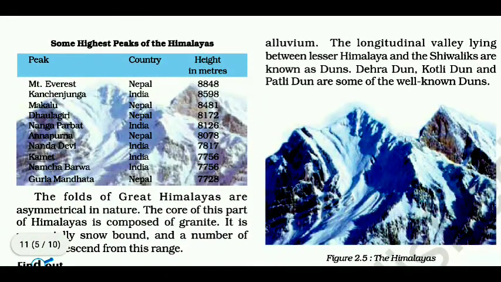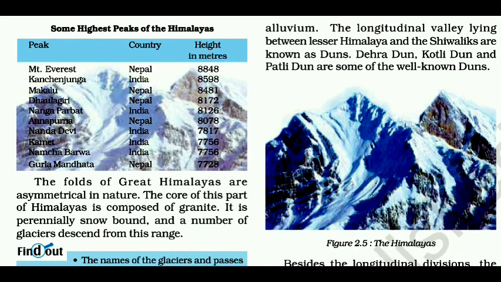Now some highest peaks of the Himalayas. Mount Everest in Nepal, height 8,848 meters. Kanchenjunga in India, height 8,598 meters. Makalu in Nepal, height 8,481 meters. Dhaulagiri in Nepal, height 8,172 meters. Nanga Parbat in India, height 8,126 meters. Annapurna in Nepal, height 8,078 meters.